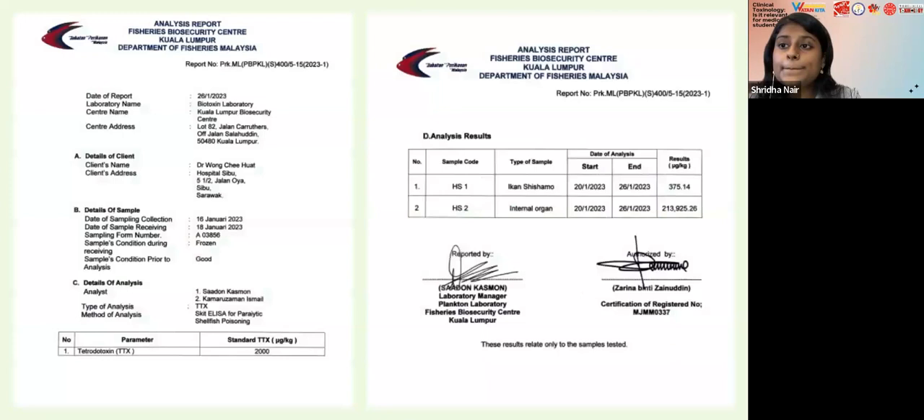Right, so this is the analysis report done by the hospital, especially from the Department of Fisheries Malaysia. We can see that it was positive for tetrodotoxin, and the samples given were 2 samples, which were the shishamo fish itself, as well as the internal organ.